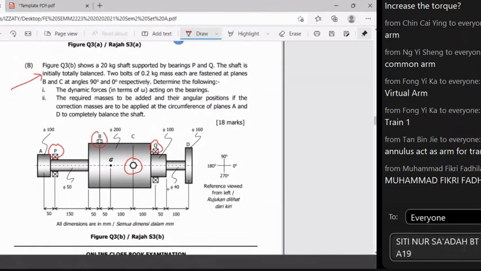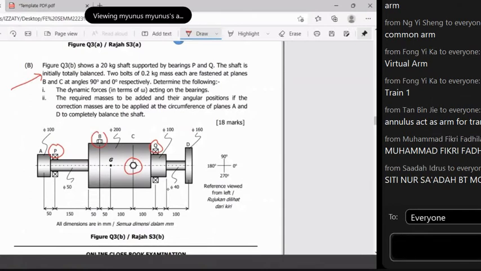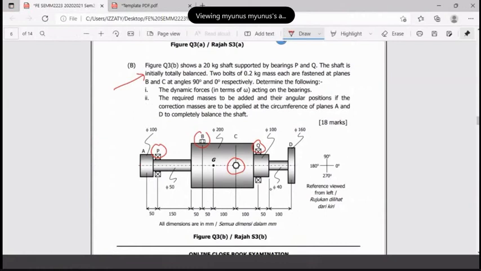Determine the following: the dynamic force in terms of omega acting on the bearings. What do you have? You have B, C, P, and Q. That's about it, isn't it? Because the rest is balanced. You know MB, they provided 0.2. You know the directions, 90 and 0 degrees.